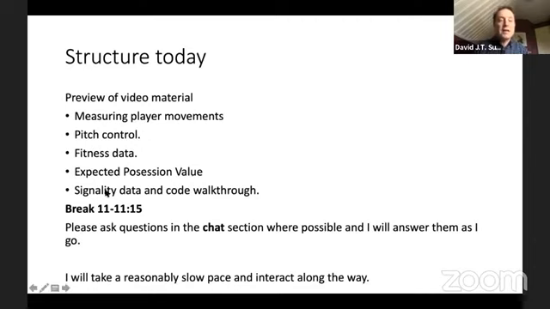Oh yes, and then the last part of the lecture will be Signality data, and just going through the code that I've put up on the GitHub. If you do want to already download this code, I've put the password, I've sent it to the course participants inside the course, but I've also put it into the Slack channel for those who aren't registered inside the course.